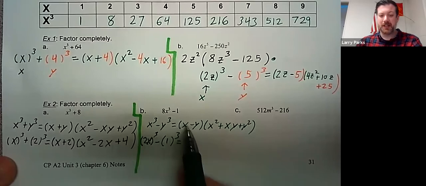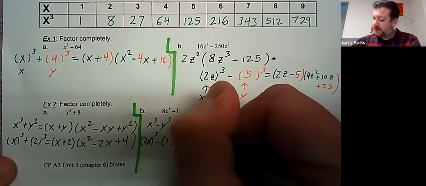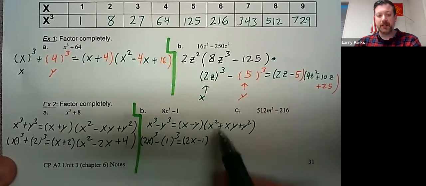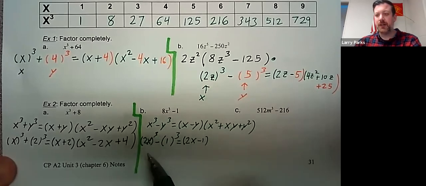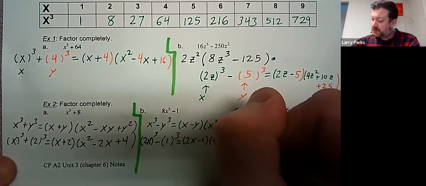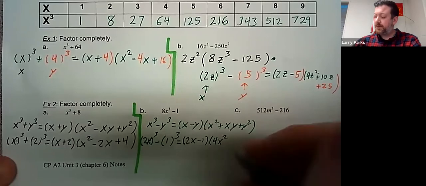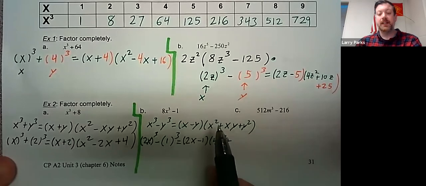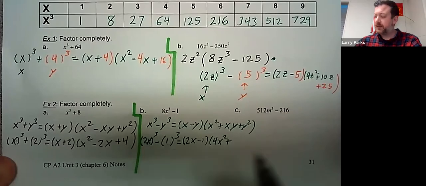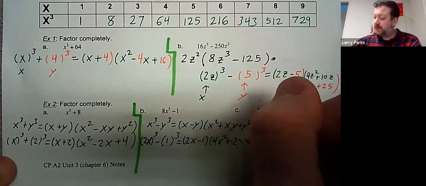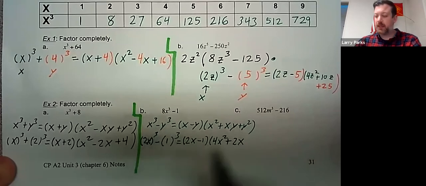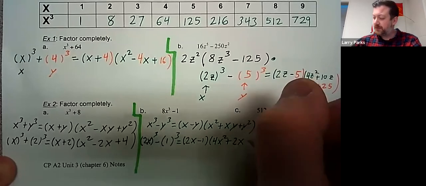So this is going to be 2x minus 1. And then you're going to square your x. Well, x is 2x. 2x squared is 4x squared. Take your x times your y. X times your y is 2x times 1, 2x. And then take your y and you square it. The y is 1, so it'd be plus 1 squared, which is just 1.